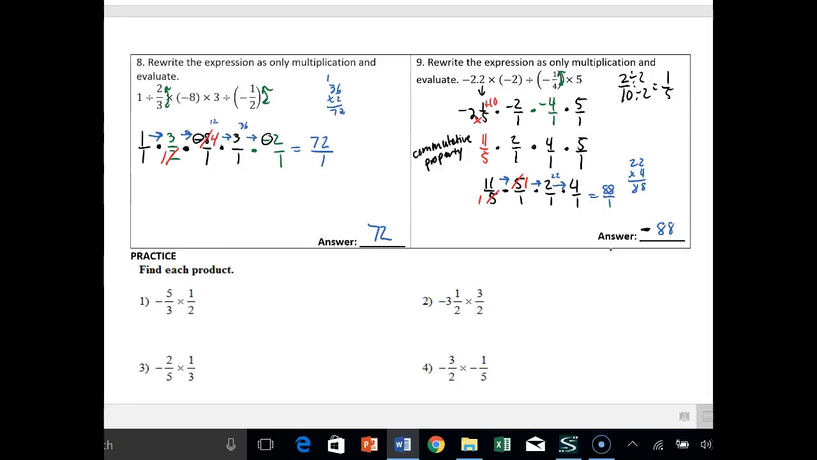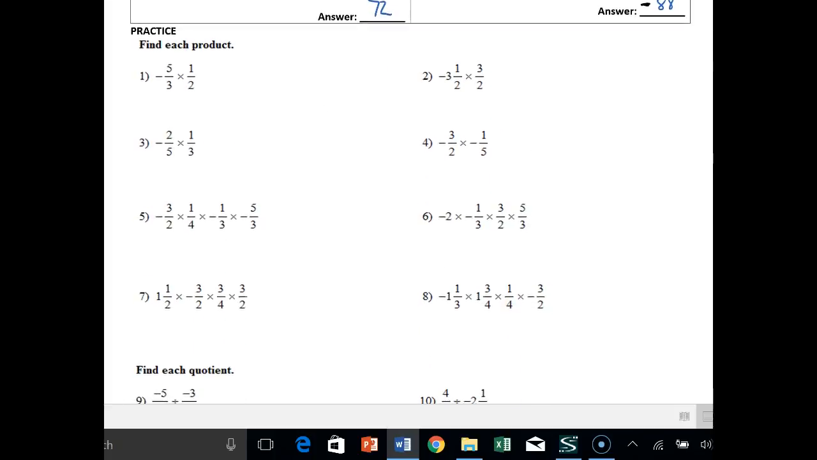When I think about it right at the beginning, if my answer will be positive or negative, and put that down, then I'll never lose track of it. So basically for these problems, what I want you to do is just practice cross-canceling and finding products and quotients.